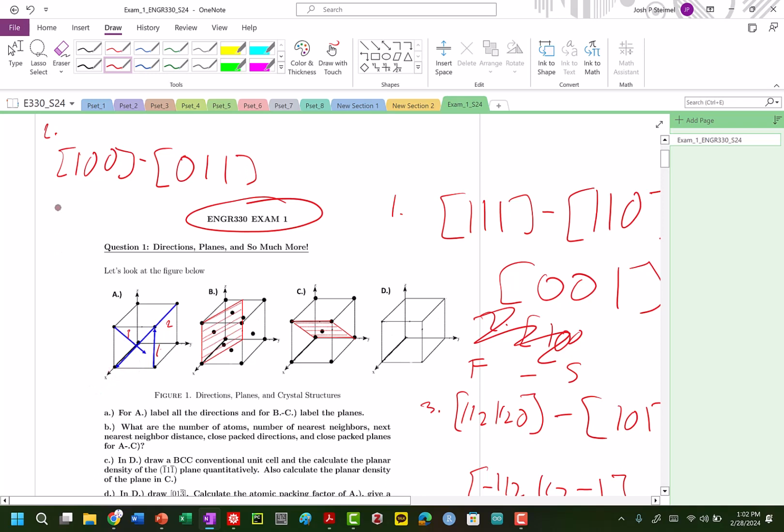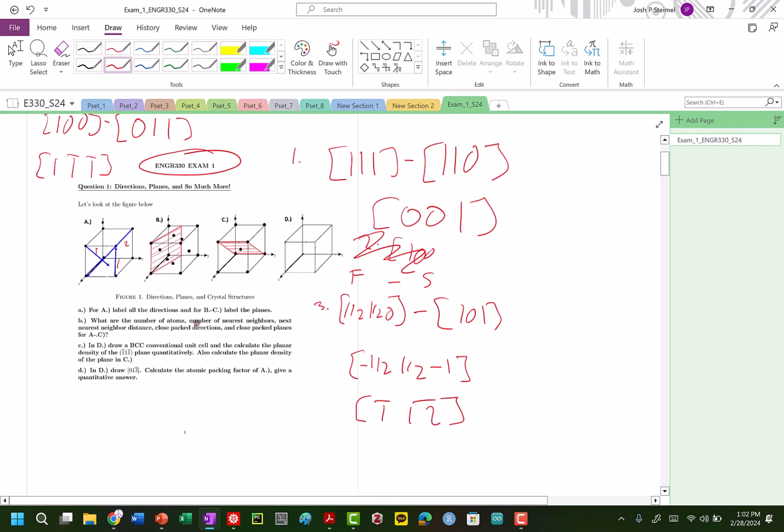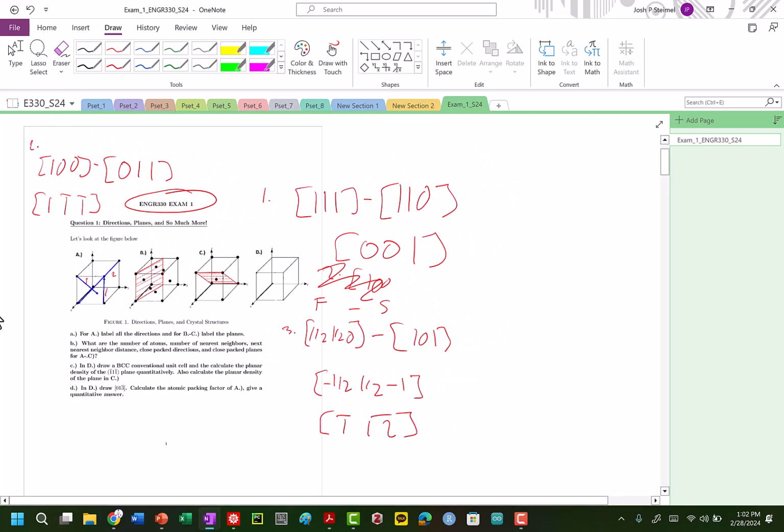So what is that going to give us? It's going to give us a direction that is going to be 1, 1/2, 1/2, the diagonal. There we go. We've got it. Those are my directions. Now, what about my planes?